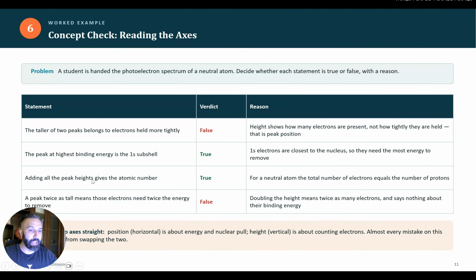Adding all the peak heights gives the atomic number. Yep, if we first determine which one is which number, so one is 2, the other one is 2, the third one is 4, and then you add them, you get 8. So yeah, adding the heights of the peaks will help you determine the atomic number. And a peak twice as tall means those electrons need twice the energy to remove. So again, the height of the peaks is just about the number of electrons. It has nothing to do with the binding energy. The binding energy is the position of that peak.